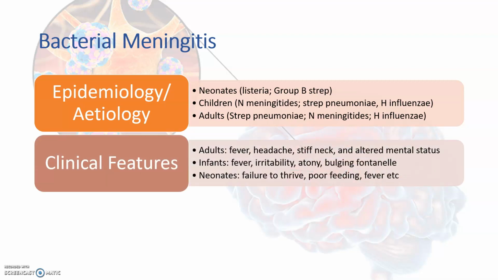Again, the clinical features depend on the age of the patient. So for older children and adults, they present with the classical symptoms of fever, headache, neck stiffness, and altered mental status. With infants, they may simply present with fever, irritability, sometimes floppiness or atony, and a bulging fontanelle. And with neonates, their presentation may be even more vague, with failure to thrive, poor feeding, fever, and sometimes even hypothermia.